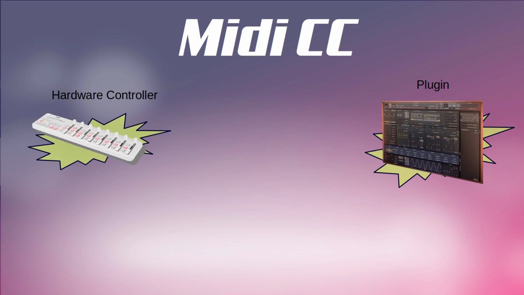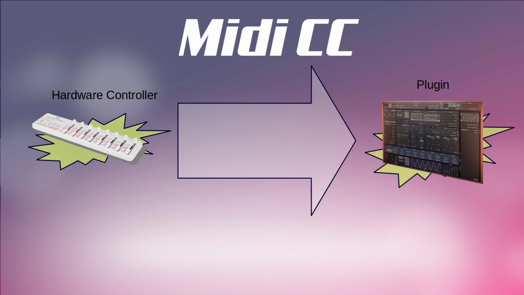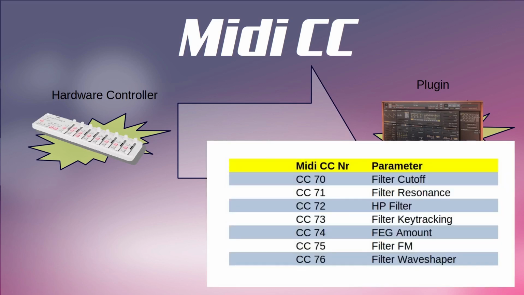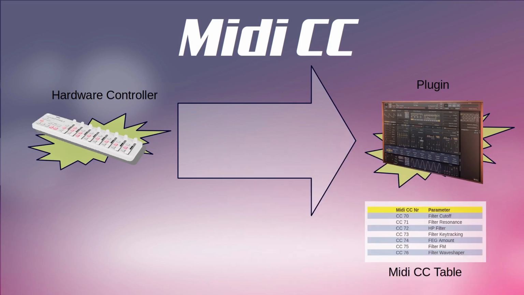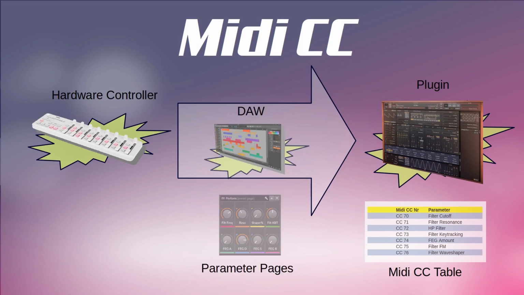We have a hardware controller on the left and a plugin that can handle MIDI CC commands on the right. With the controller, we want to control the plugin via MIDI CC. For this, we need to assign MIDI CC numbers to the corresponding parameters in the plugin. This is a simple list, MIDI CC number to parameter, and that is stored in the plugin. And finally, the DAW integration within remote pages or macros takes care of the control. It can be that simple.